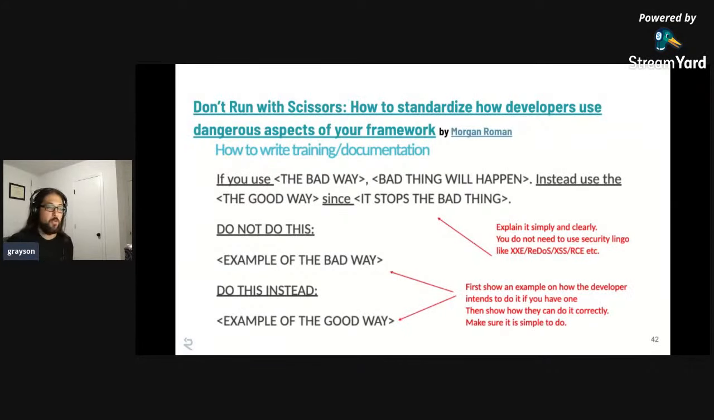Here's a template if you need one. This is a template from a gentleman named Morgan Roman who was working at Coinbase at the time and may still be. So I'll just read it here. If you use the bad way, this bad thing will happen. Instead, use the good way since it stops the bad thing. Do not do this. I provide an example. Do this instead, an example of the good way.